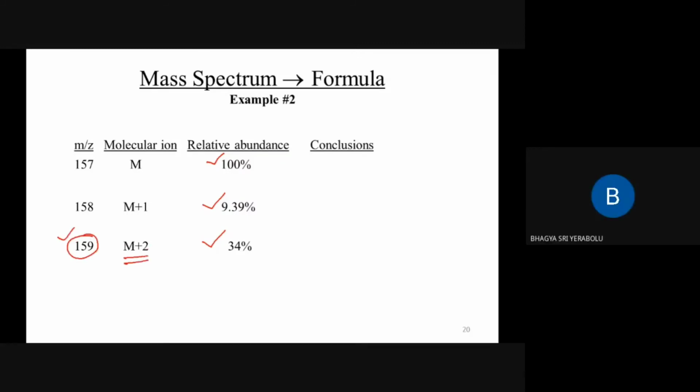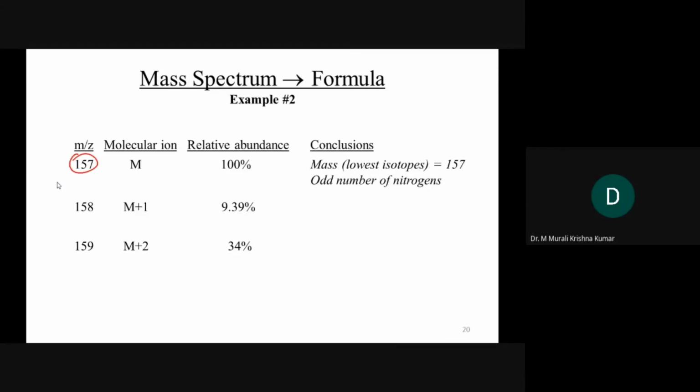Chlorine, maybe. Excellent, excellent. It is definitely chlorine because it is approximately 3:1 if you compare M and M plus 2. So the mass is 157. The mass is 157, so it indicates the presence of nitrogen. It is odd, so an odd number of nitrogens can be there.